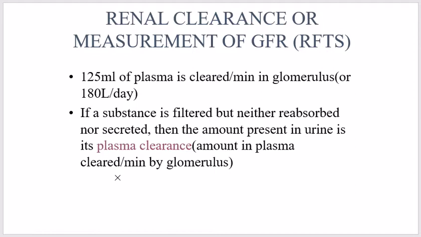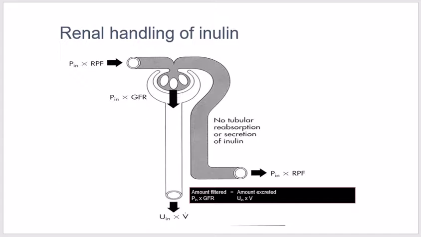So, if 125 ml of plasma is cleared per minute in the glomerulus, if a substance is filtered but neither reabsorbed nor secreted, then the amount present in the urine is its plasma clearance, the amount of plasma cleared per minute by the glomerulus. For this purpose, we use different markers. So first we will discuss the renal handling of inulin.